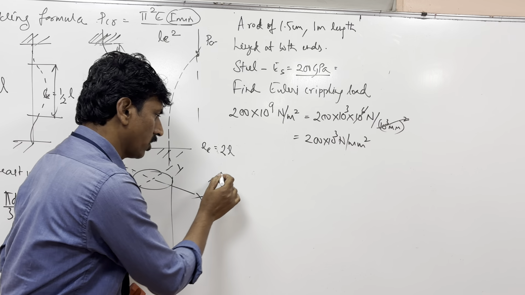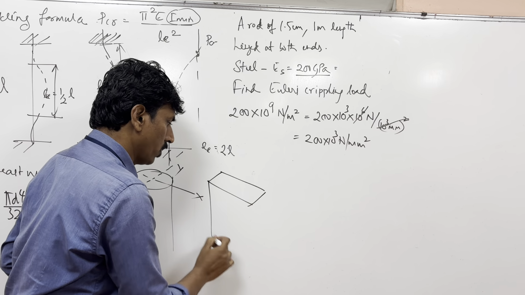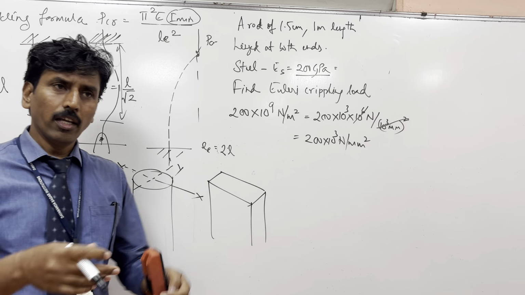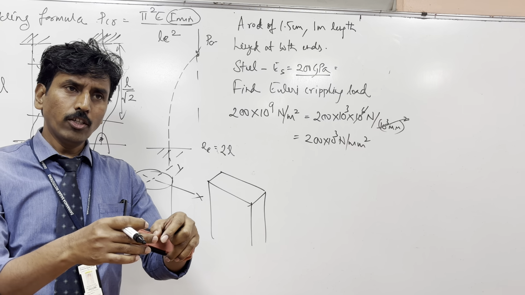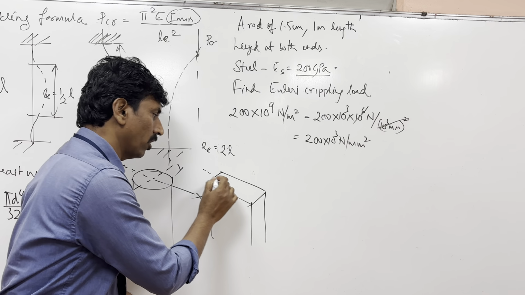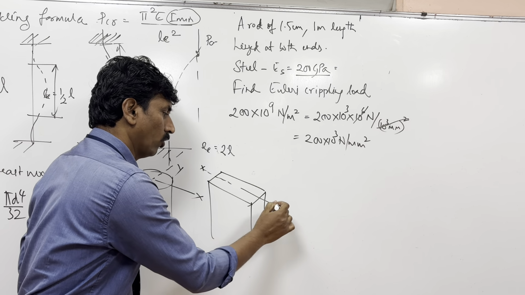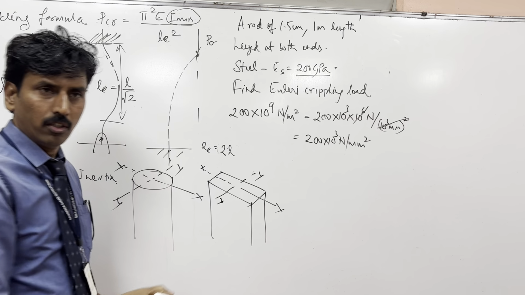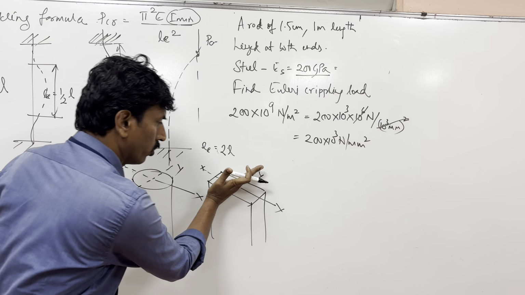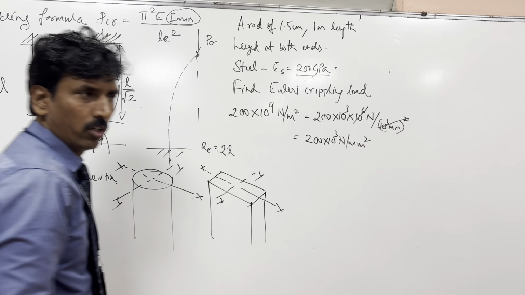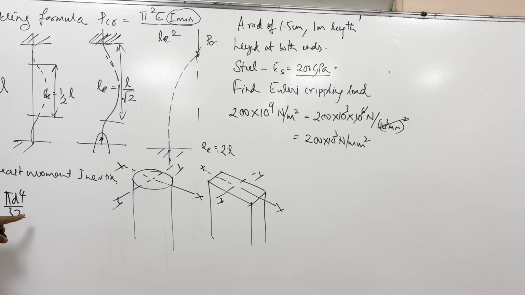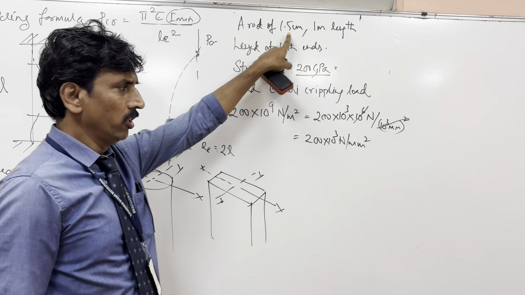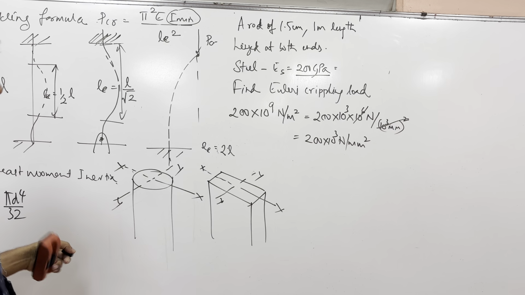Suppose it was a rectangular rod like this, like a scale. If you bend it, the scale tries to bend towards the least resistance path, that is this. It would bend about this path, but it wouldn't bend about this YY path. So you can find out I minimum. But in this case, since it is said it is a rod of 1.5 centimeter, I is the same.